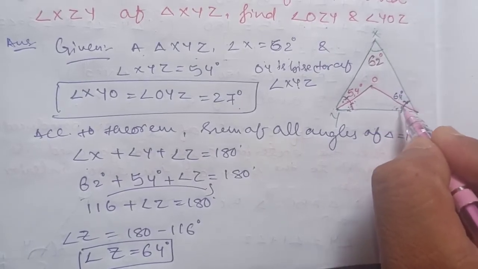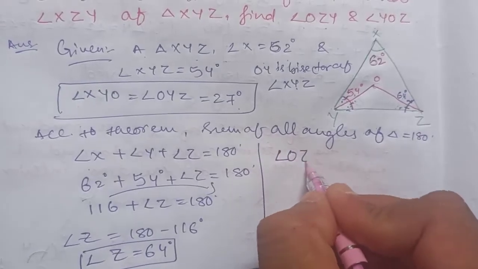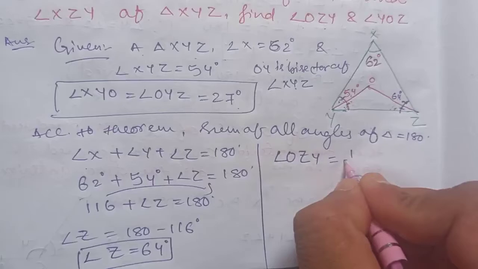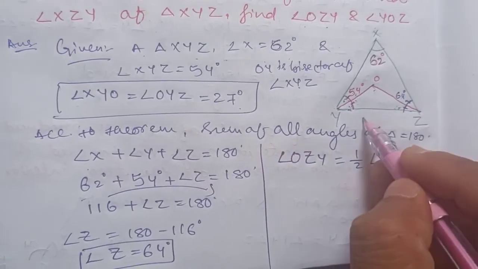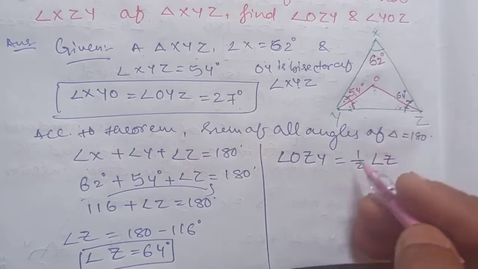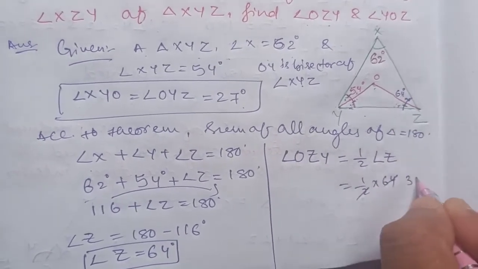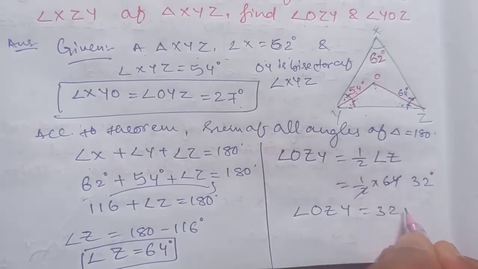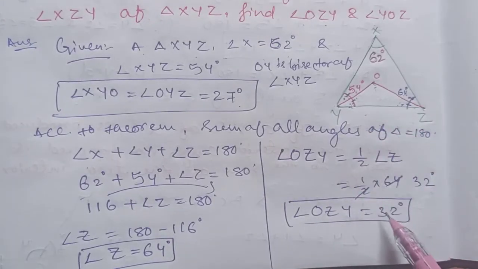Now these two halves will be how much? Half of 64. So angle OZY we have to find out. OZY is half of angle z, isn't it? Angle z is 64. Half of 64 is 32 degrees. So angle OZY we got is 32 degrees.